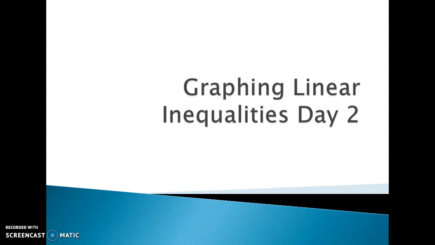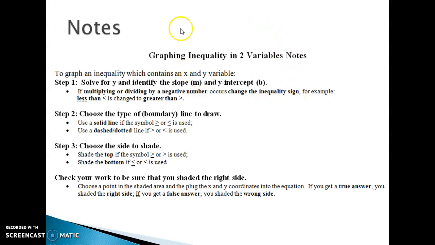Now what we've talked about thus far with inequalities and with linear equations is that the first thing I need to do is make sure that it is in slope-intercept form, which is y equals mx plus b. That is first and foremost. If it is not in slope-intercept form, you must solve for y. You cannot graph an equation or an inequality if it is not in slope-intercept form. So again, first step, make sure it is in y equals mx plus b form.